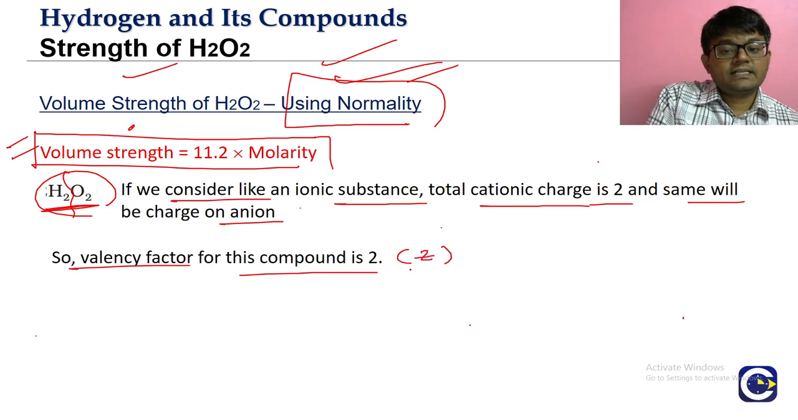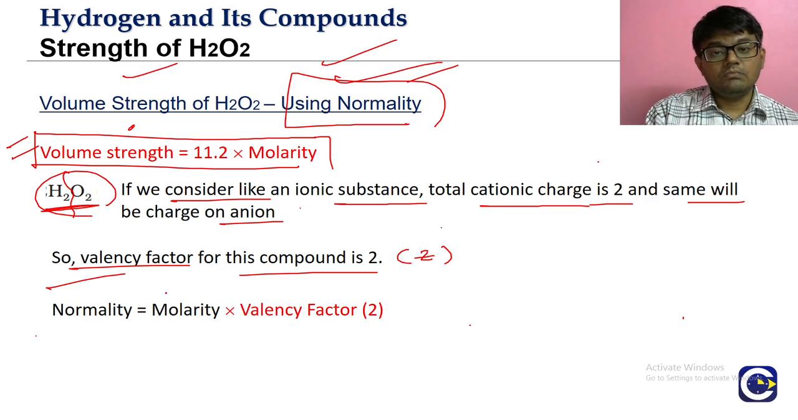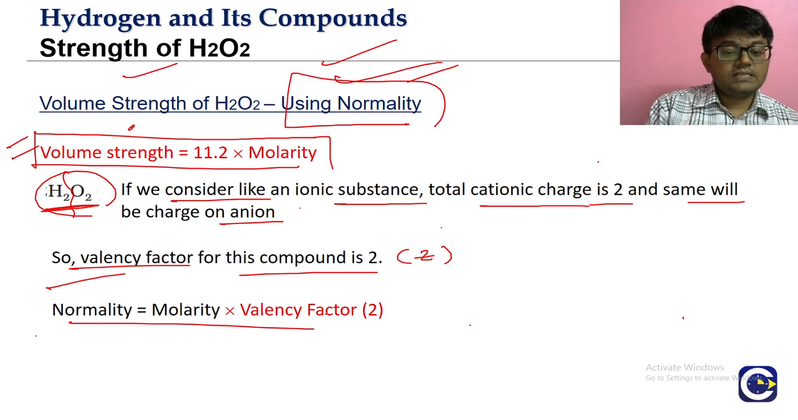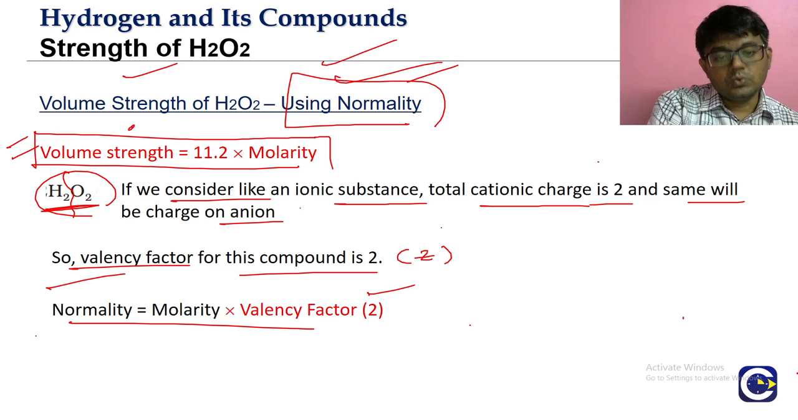What is the valency factor for a salt? It is the total charge on the cations, which will be equal to total charge on the anion. Correct. Now we will get the relation between normality and molarity. Normality is equal to molarity into valency factor. Already we did the derivation. What is the valency factor in this case? 2. Which means normality is equal to molarity into 2.